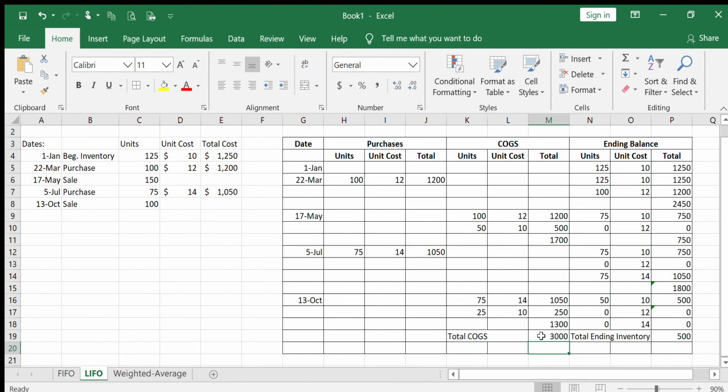That means it cost us $3,000 to sell all the units that we sold over our period, and in our case it was only two sales.